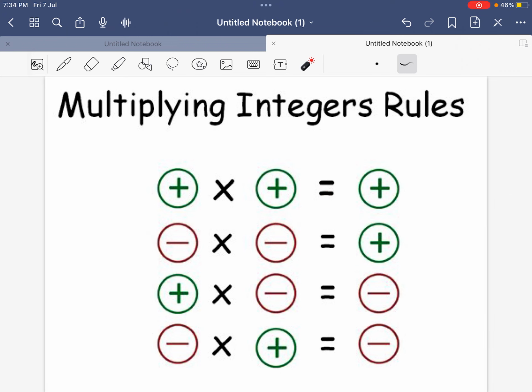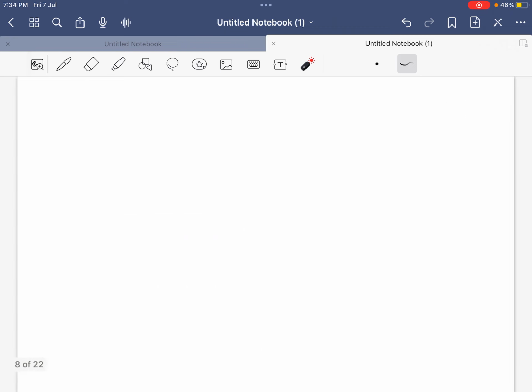Next thing, positive into negative, your answer is negative. So the third case, one is negative, the second one is positive, then your answer is also negative. So likewise we have to think about it and we have to solve this. Let's begin with a few examples.